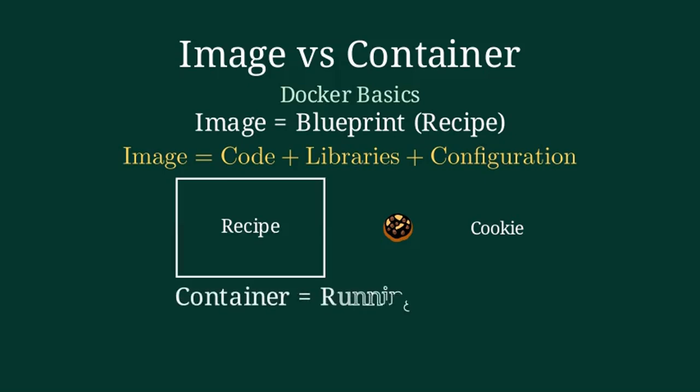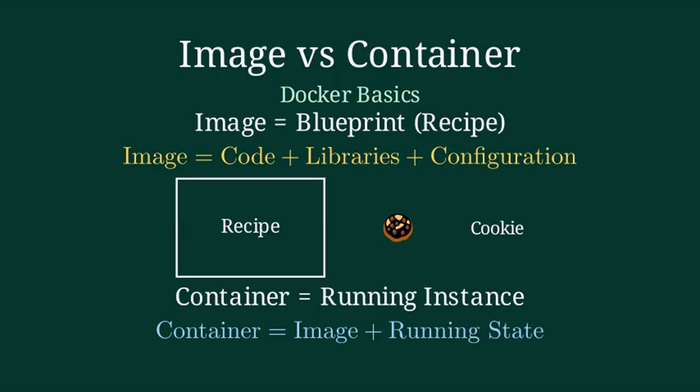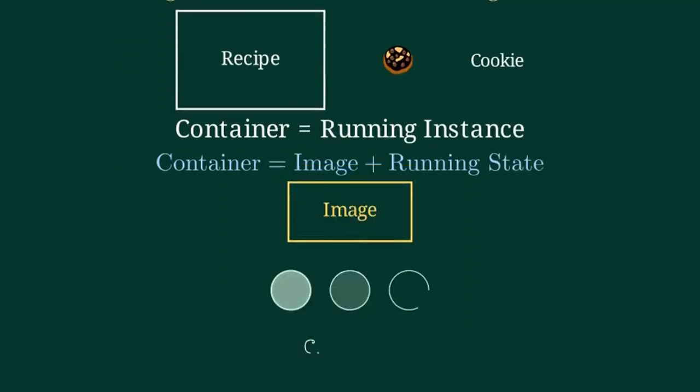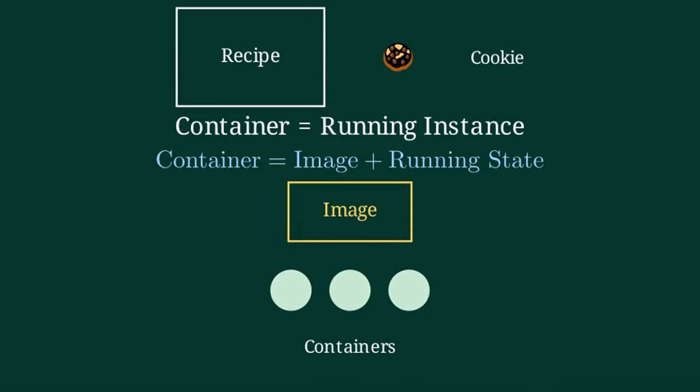Now, what is a container? A container is the running instance of an image. It is dynamic and writable. It is the actual cookie you baked. We can write container equals image plus run-time state. One image can start many containers. Think of one recipe producing many cookies.